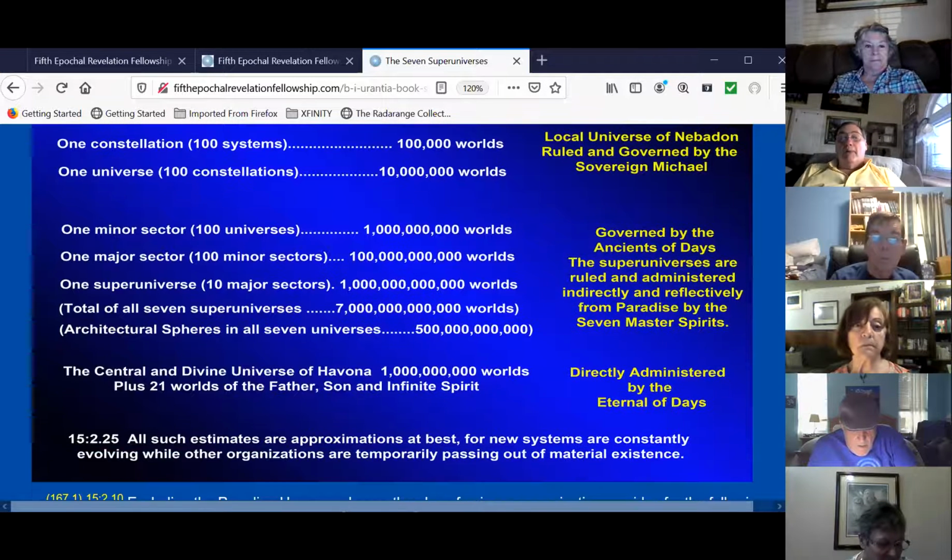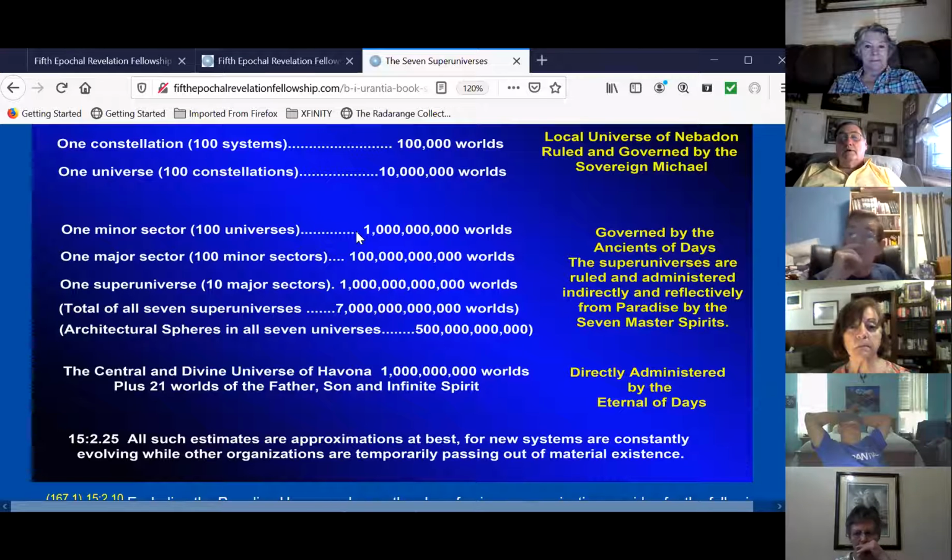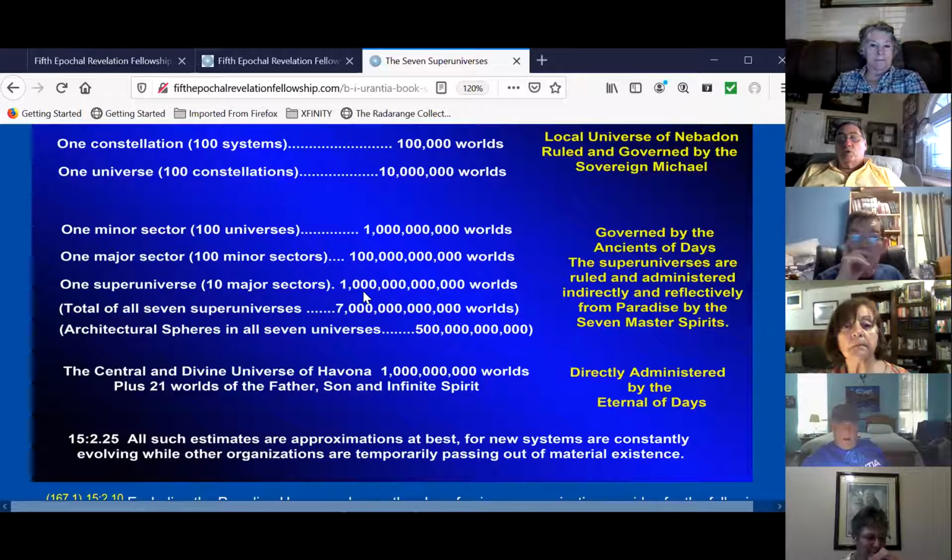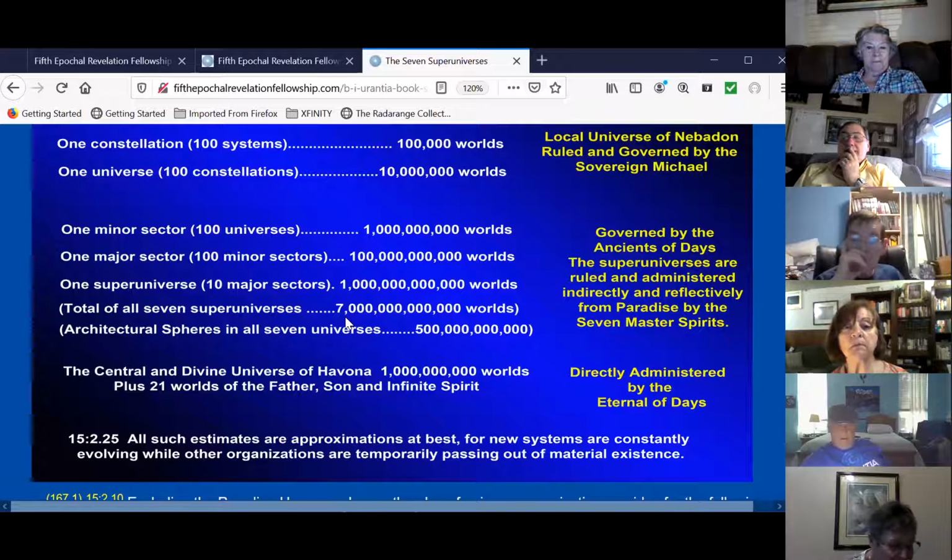So let's keep going. The minor sector, which is 100 universes, right? One of these has 1 billion worlds. And then a major sector has 100 billion worlds. You see that? And one super universe, which is 10 major sectors, has 1 trillion worlds. All right, so all 7 super universes comes to what? 7 trillion worlds. Got that?